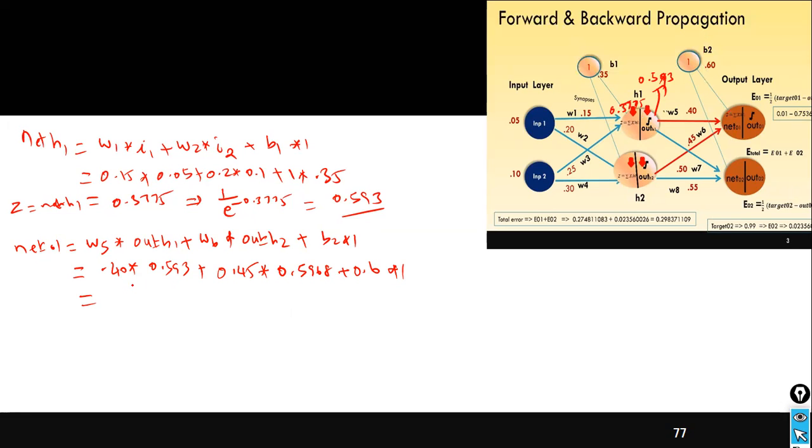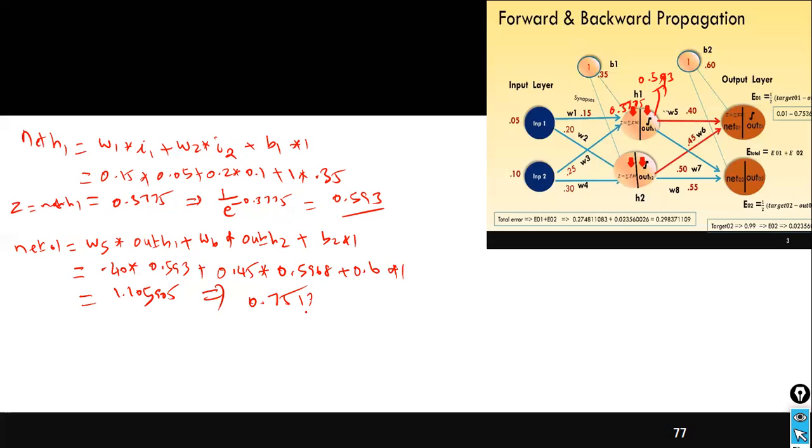So net O1, you will get something like 1.105905. Okay, net O1. And you need to apply the activation function on this value so that we will get something like 0.75. That is what I mentioned here, right? 0.75536, something like that.